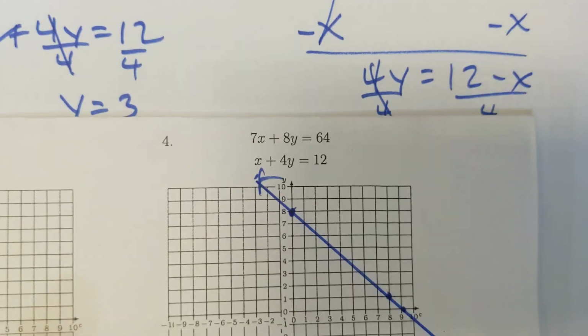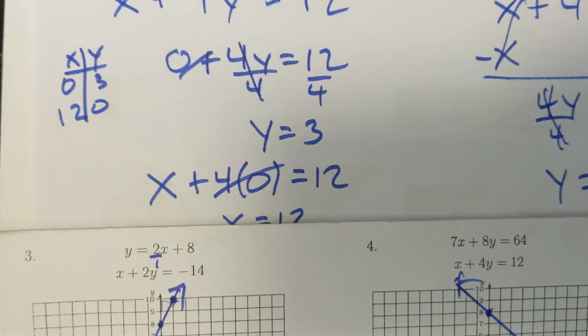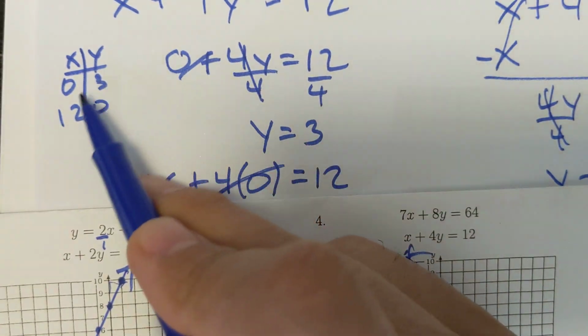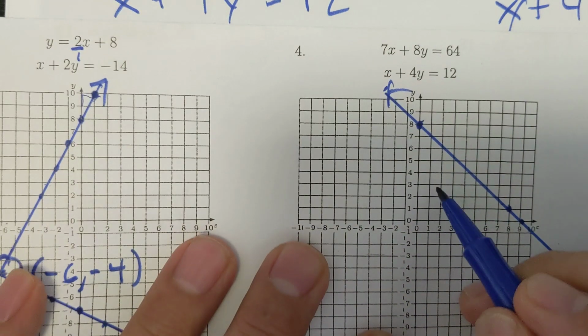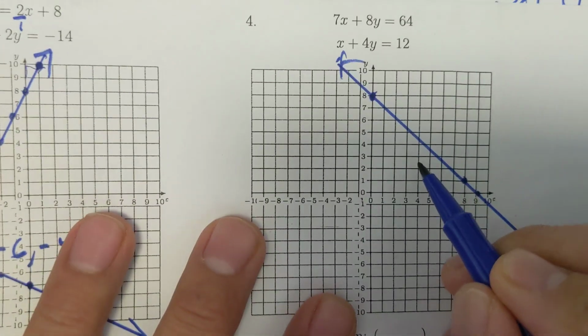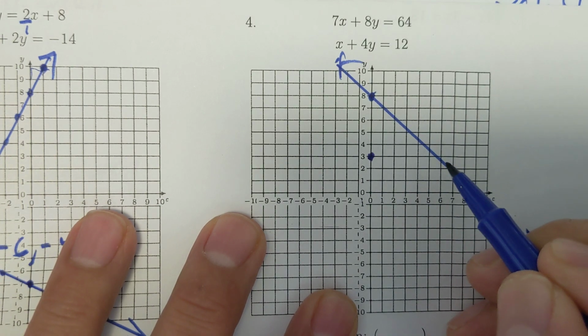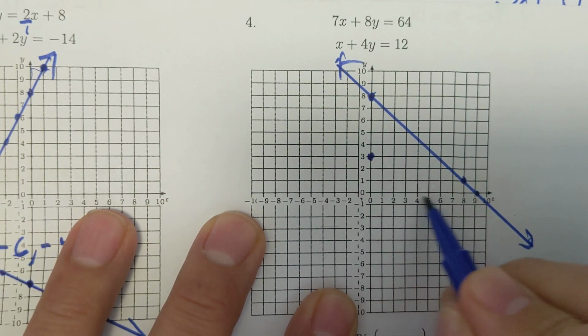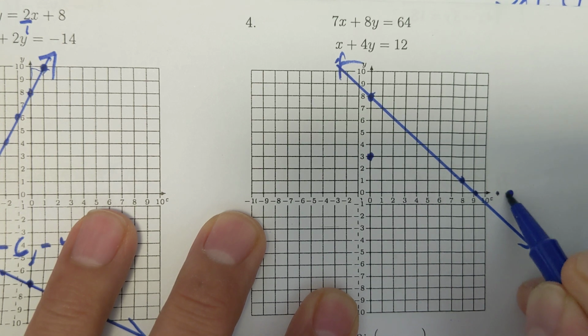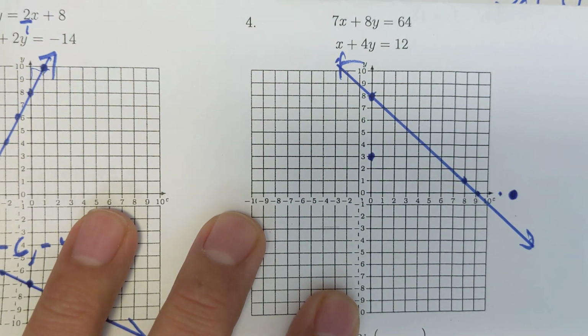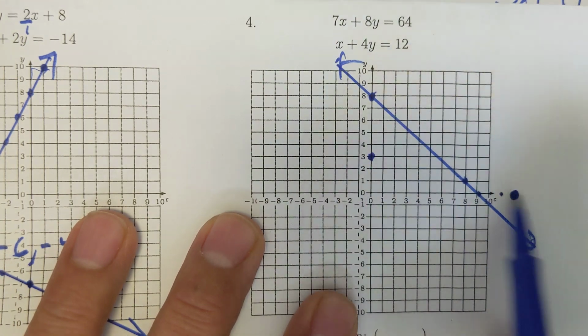So let's go back to the graph one more time. So, standard form, y-intercept of 3, x-intercept of 12. So on this graph, y-intercept of 3, and then unfortunately I've got to extend my graph here, x-intercept of 12, so 10, 11, 12 would be right about there. Okay, so my line should be going like that.